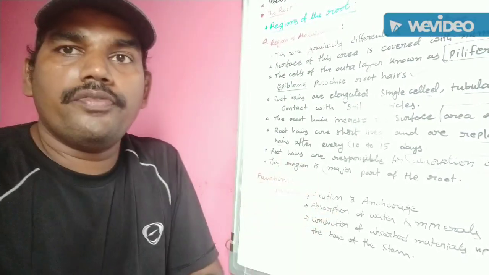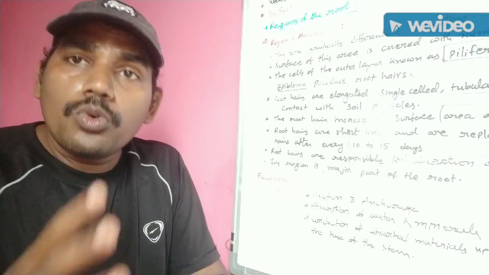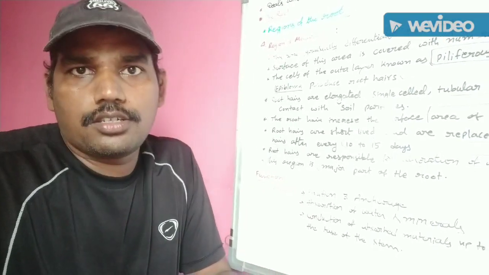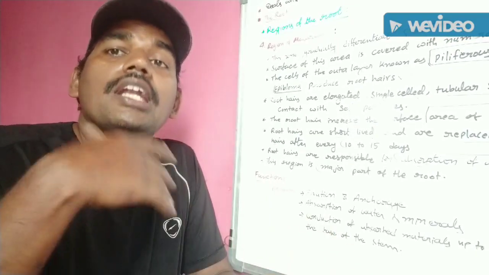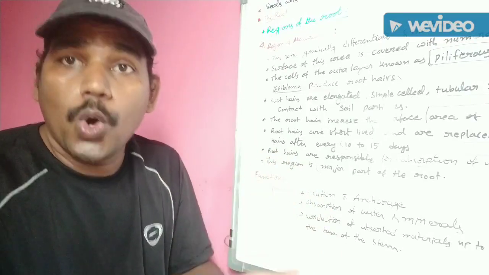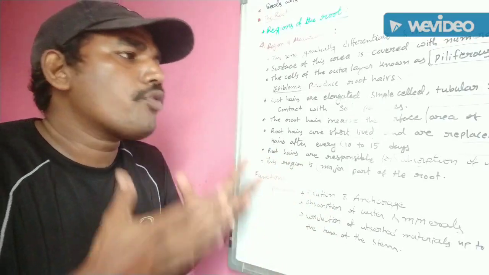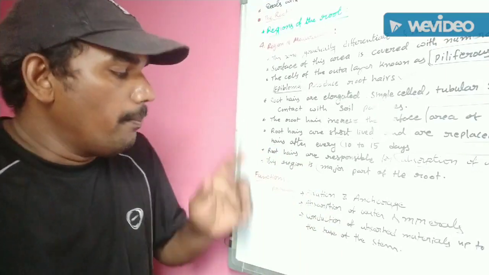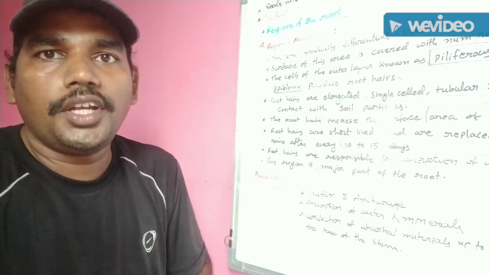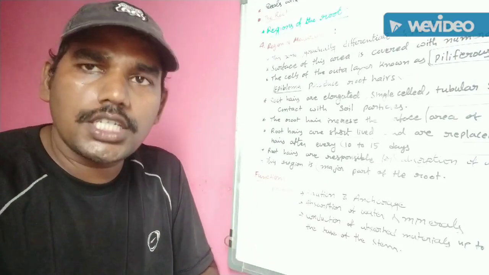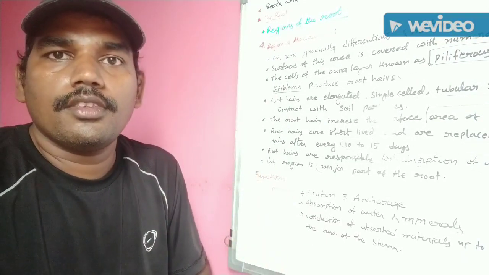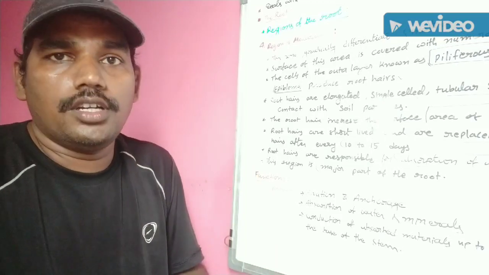Okay? These are the primary functions. Secondary functions: some roots perform some additional functions. Because of the performance of additional functions, the root is modified into different types of modifications. Different types of root modifications are present because of performing secondary functions. We will discuss these secondary functions of the root in our next class. Some additional functions of the root system.